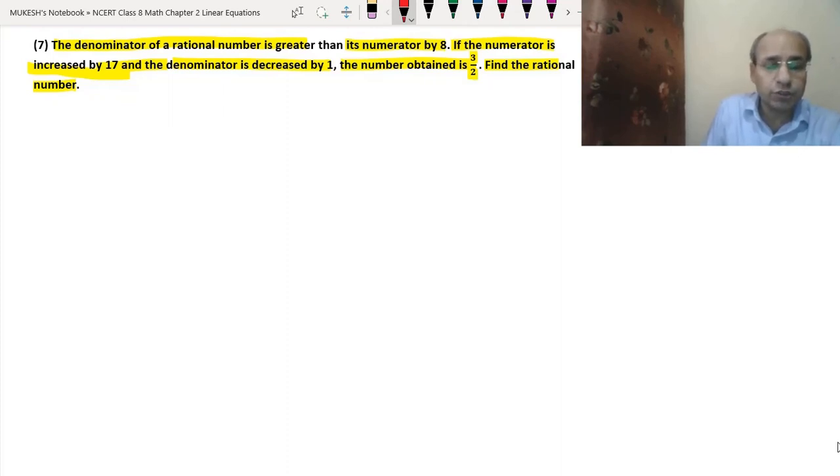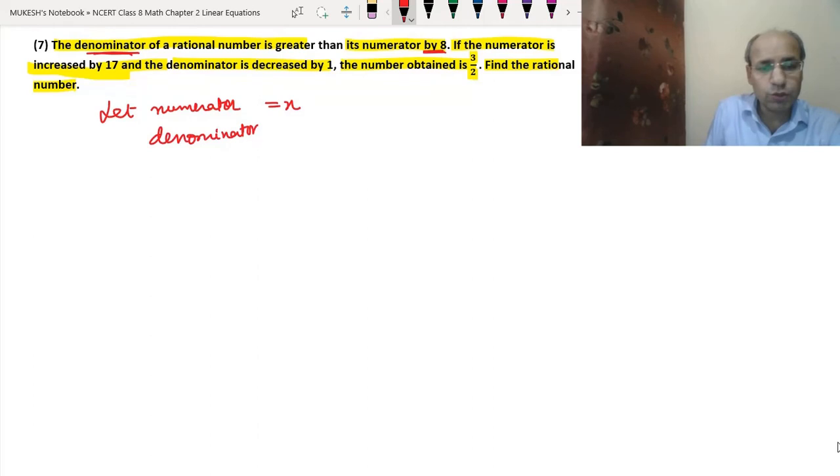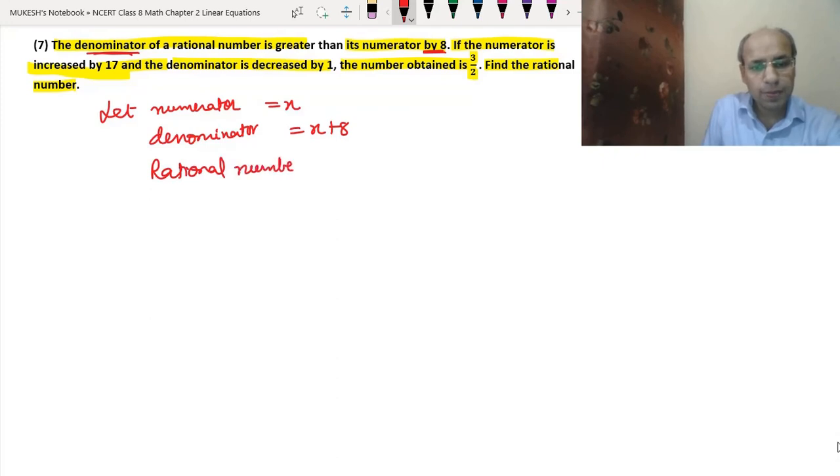So what we can assume is, let the numerator be x, and the denominator is greater by 8. That means the denominator is equal to x plus 8. Okay, so the rational number will be equal to, first we write the numerator, then the denominator, so x upon x plus 8 is the number.